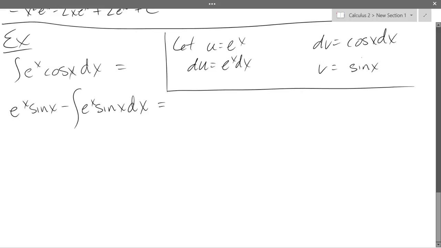Questions on this form? It didn't really get better, didn't really get worse. We're at kind of the same antiderivative. So when in doubt, try the same thing again. When I say the same thing, we're going to let u equal e to the x this time. Now dv is going to be sine x dx. What I underline, I'm going to go for dv.